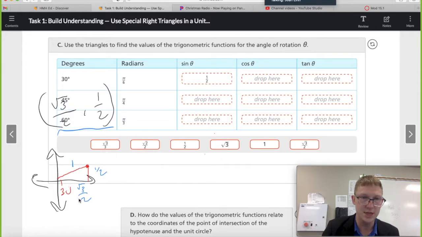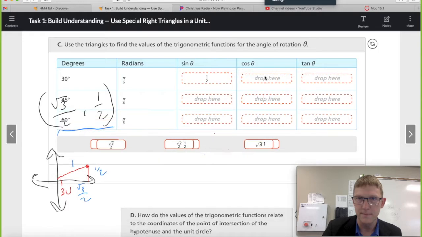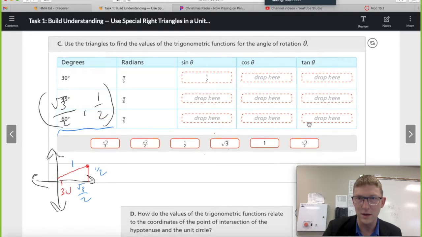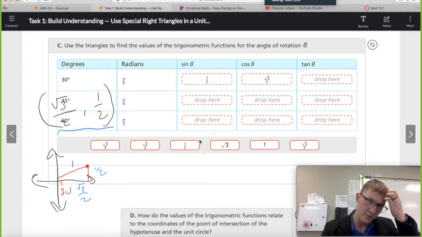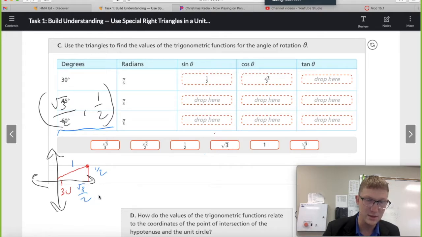Cosine is adjacent, square root of 3 over 2 over 1. Square root of 3, there you are. Couldn't find it. Oh, let me guess. It's not going to let me drop it in the right spot. Oh, it does. Okay. So then tangent is opposite over adjacent.